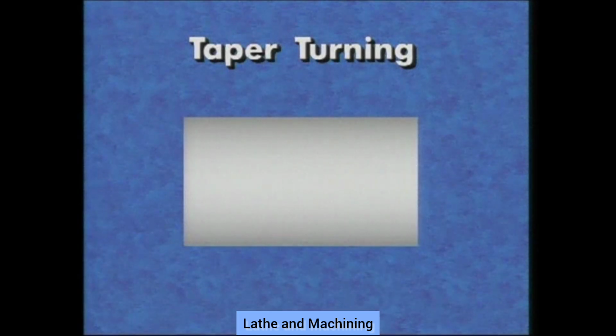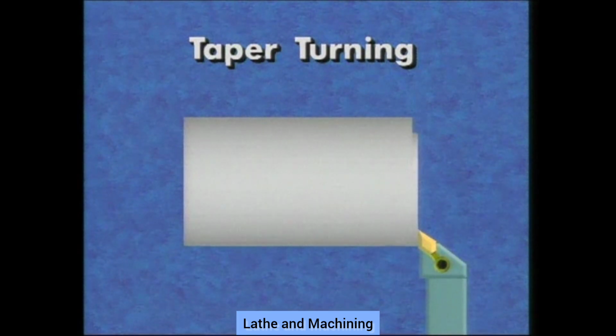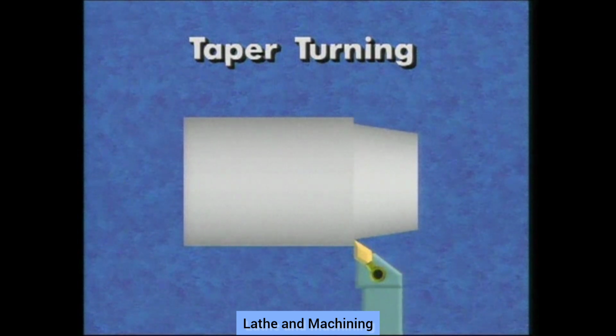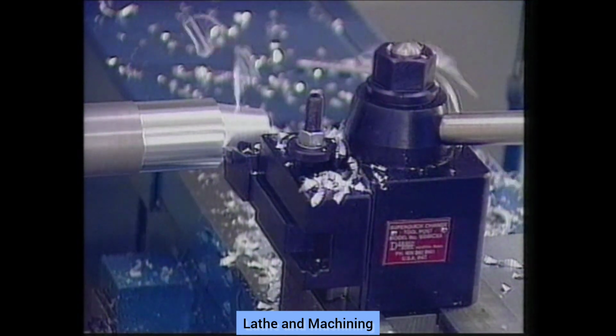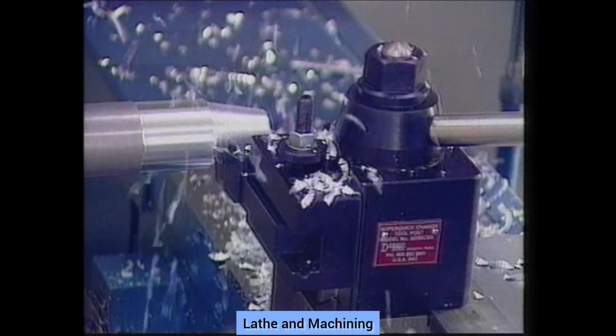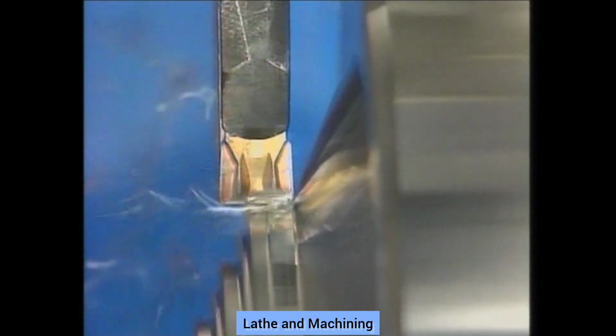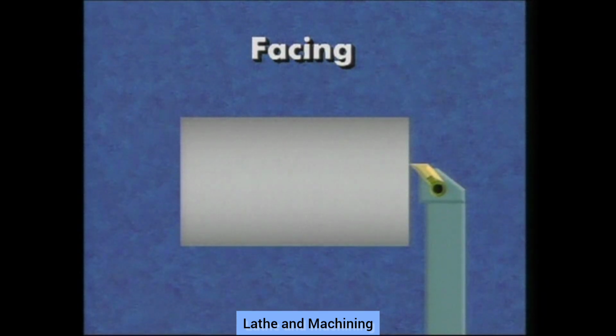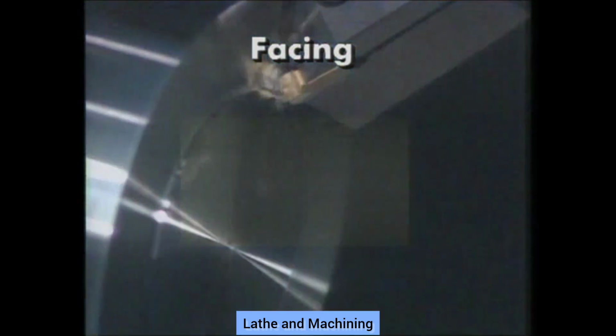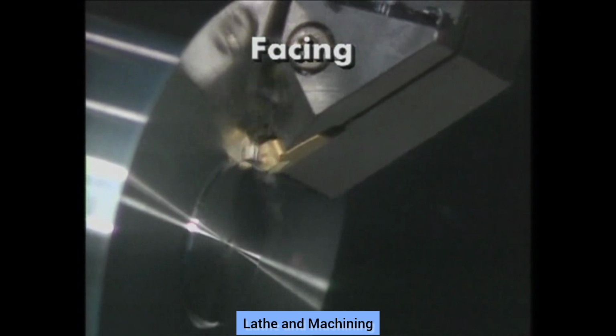Taper turning produces a taper along the axis of the workpiece. Tapers can be produced by offsetting the tailstock from center line or by using a taper attachment. Short, steep tapers can be turned using the compound rest. Facing squares up the end of a workpiece. It also finishes the work, or a single diameter, to the desired length.